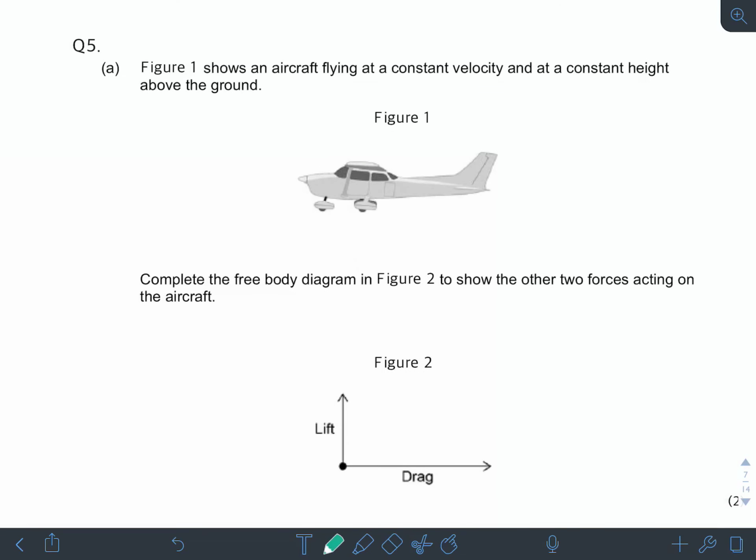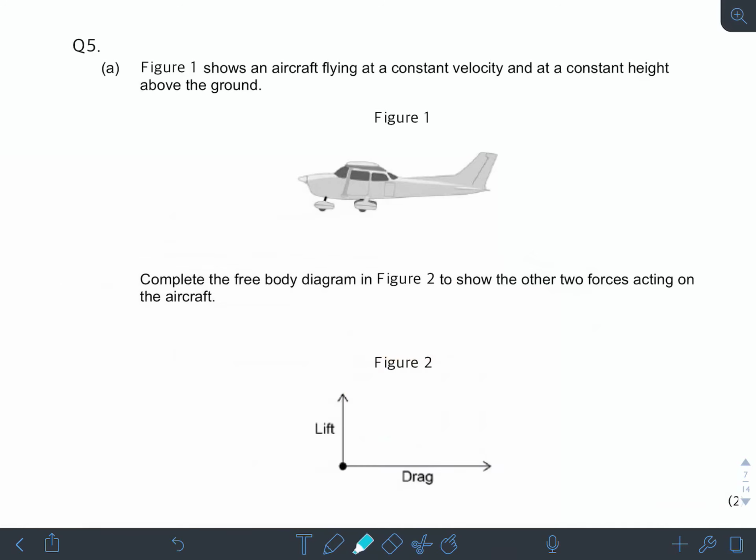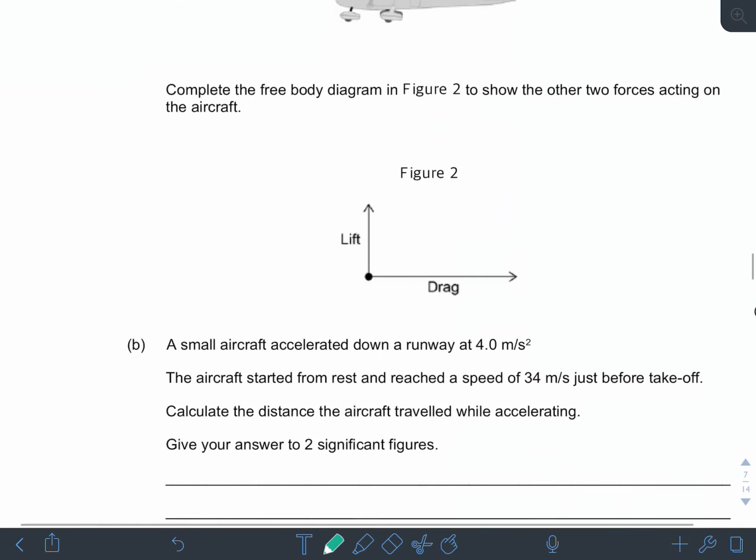Okay, question 5. So we've got a plane that's flying along. Let's look at the most important information. Flying at a constant velocity. So if we think about our Newton's laws, what does constant velocity mean? Constant velocity, constant height as well. This means this plane is not accelerating. That means the forces on it are balanced.